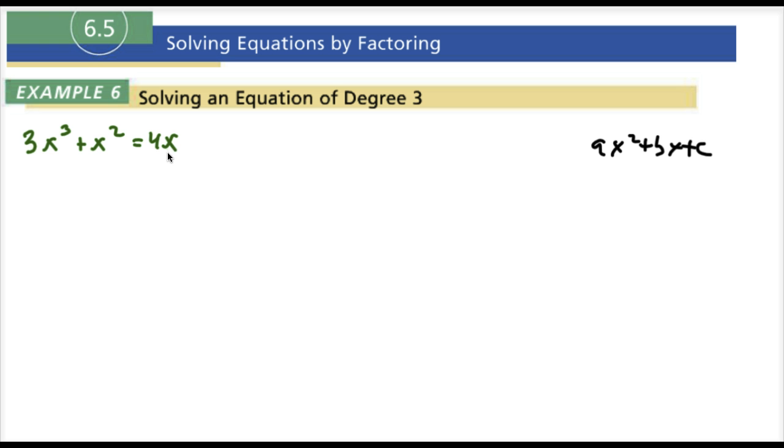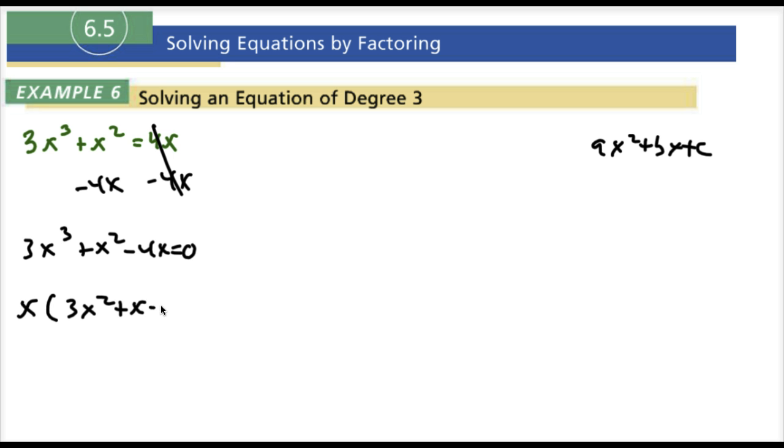So I'm going to move the 4x over here by subtracting 4x on both sides. So I get 3x cubed plus x squared minus 4x equals 0. Now what we want to do is factor this. Hopefully you notice that each term has an x in common. So I'm going to factor out the GCF, the greatest common factor, that x. I put x right here and get 3x squared plus x minus 4 equals 0.